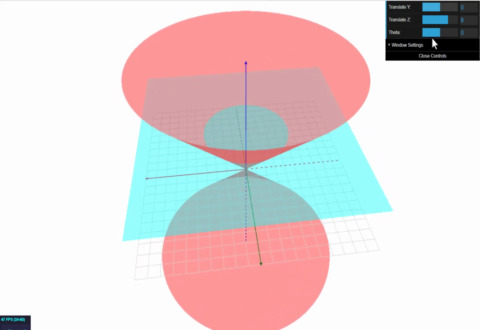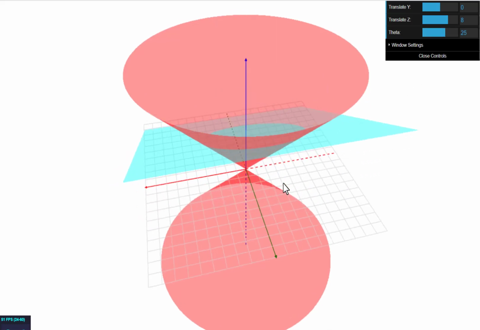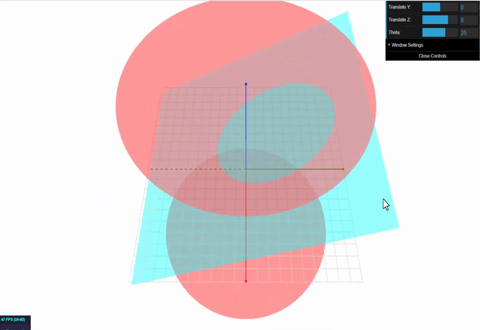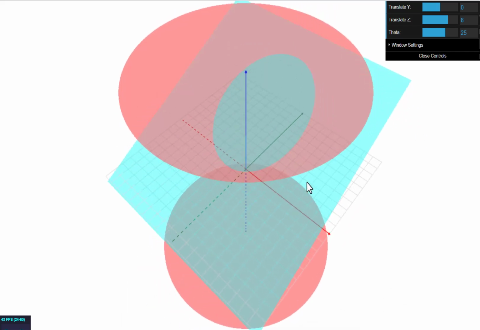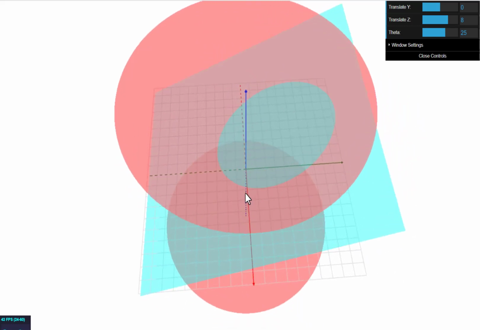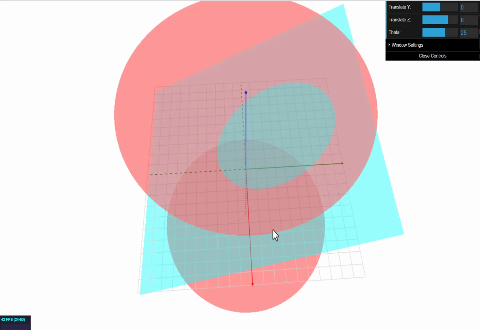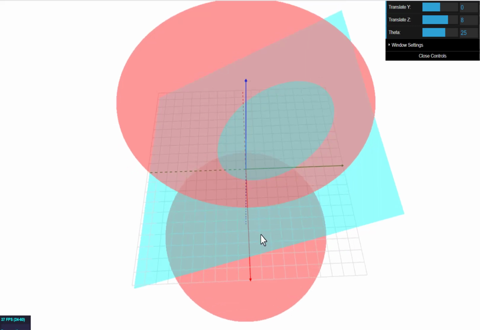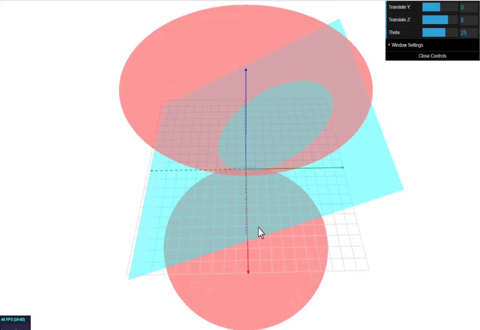If I were to tilt the angle of the plane, so here I'll just tilt it a little bit, you can see that the intersection between the plane and the cone produces an ellipse. So an ellipse is a type of conic section as well. So any figure that you can make from the intersection of these two items creates a conic section.